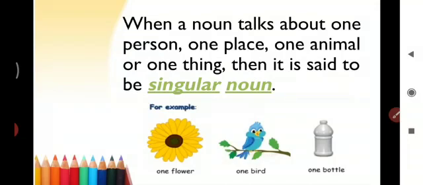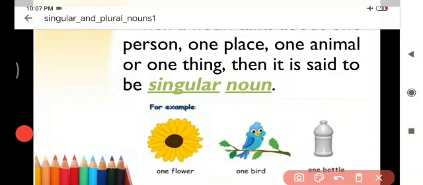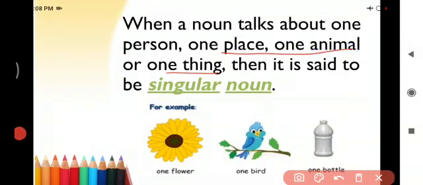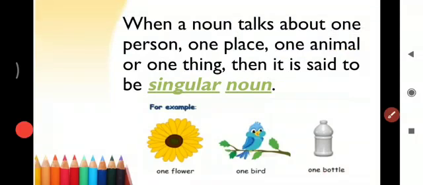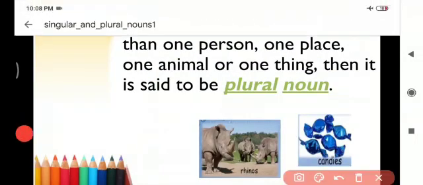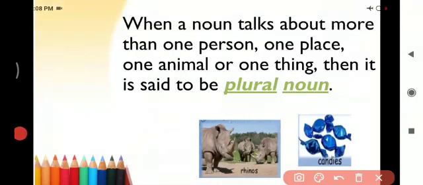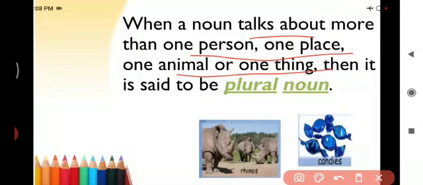Okay, so what is singular noun, children? When a noun talks about only one person, one place, one animal or one thing, then it is said to be singular one, right? So we have seen some examples, right? What is plural noun? When a noun talks about more than one person, one place, one animal or one thing, then it is said to be plural noun. I hope you all remember it, right?